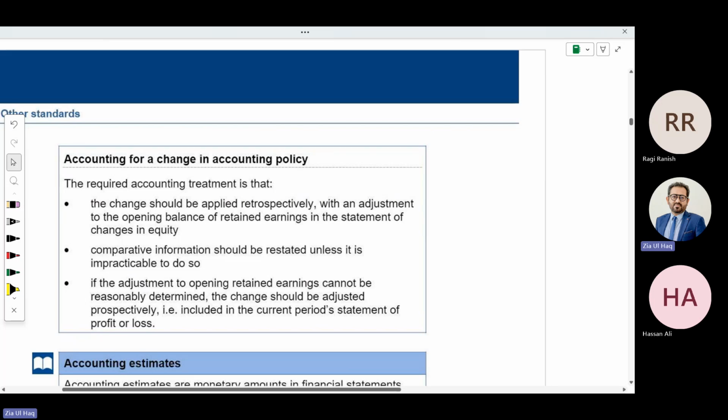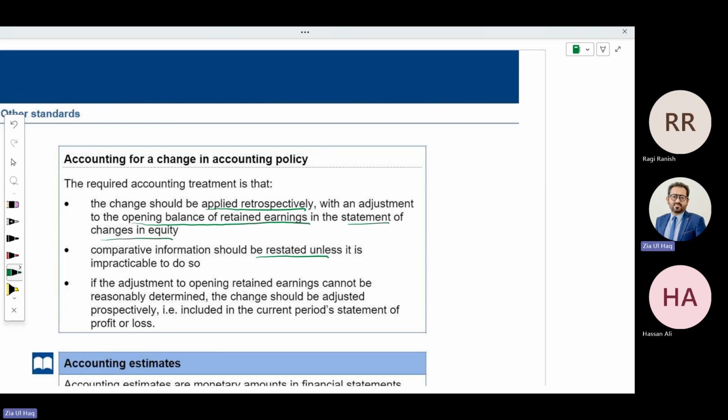So, accounting for change in accounting policy. The required accounting treatment is that the change should be applied retrospectively, as a prior year adjustment, with an adjustment to the opening balance of retained earnings in the statement of changes in equity. You need to adjust the opening balance, and due to that, there could be some income or expense. That income and expense was recorded in profit in the previous year, and those profits are in retained earnings. So you need to adjust the retained earnings.